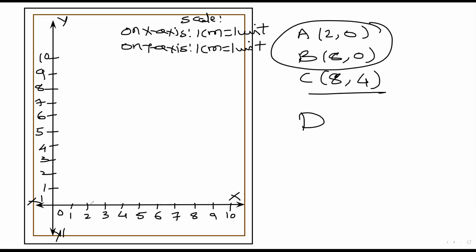So plot the points now. Where is 2, 0? 2, 0 lies on the x-axis. So this is A. And below or next to that, you have to write the coordinates also. Don't forget that. So let us write it here. A 2, 0. Where is B? 8, 0. So B is here, right? Where is C? 8, 4. So 8 is on the x-axis and 4 is on the y-axis. If you join them by dotted lines, you get C 8, 4. Is that clear?